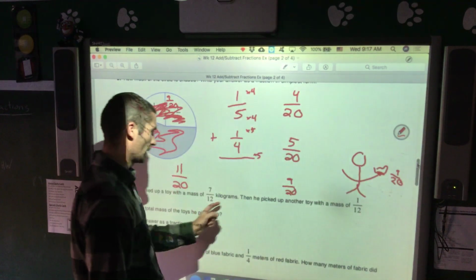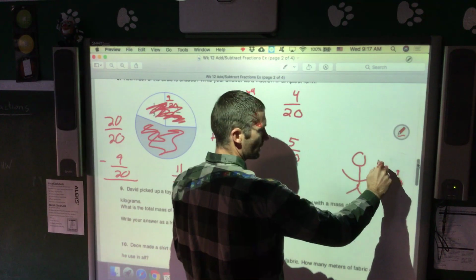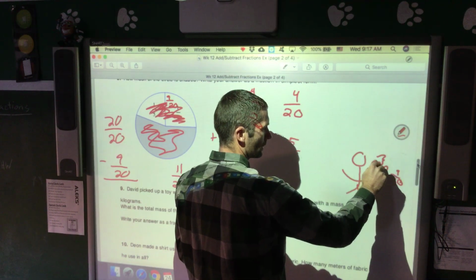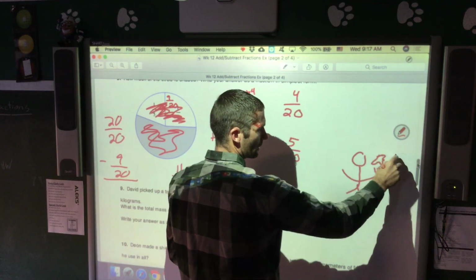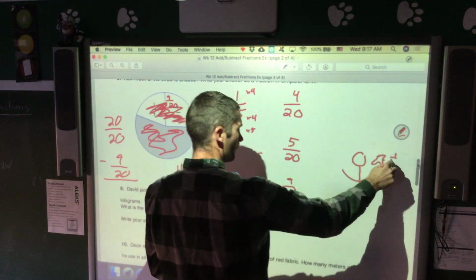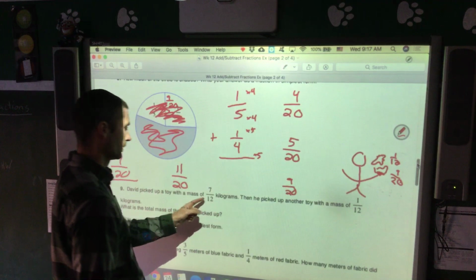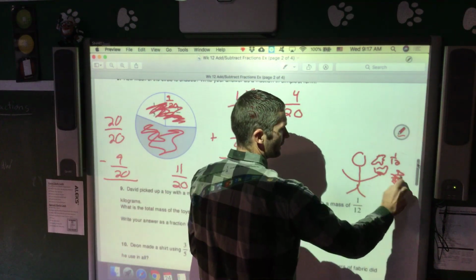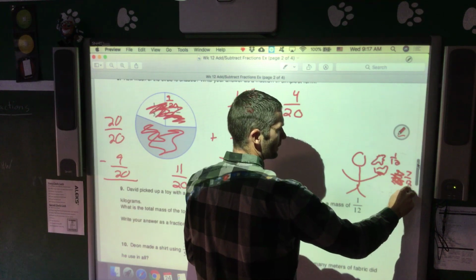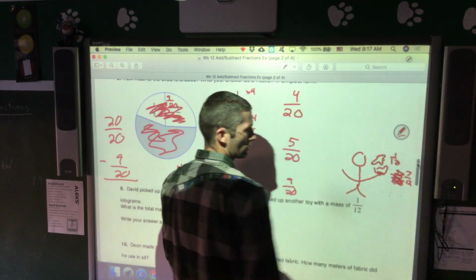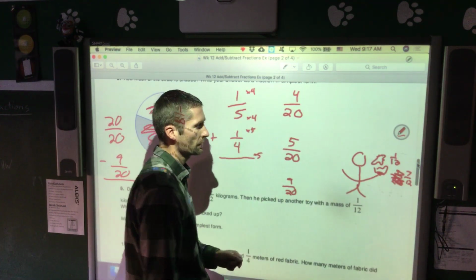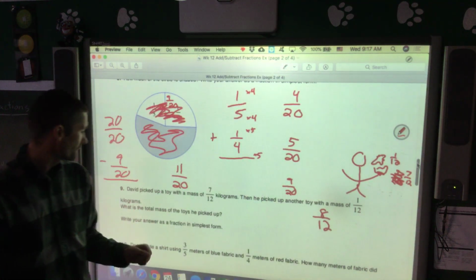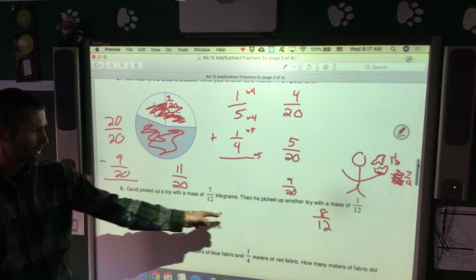And then he picks up another toy and puts it on top of this toy train, this toy dinosaur. Perfect. That weighed 1/12. Ooh, this was 7/12. So that train was 7/12, this was 1/12, so total, we need to add those two. 1/12 plus 7/12. That's 8/12 kilograms. Ooh, simplest form though.